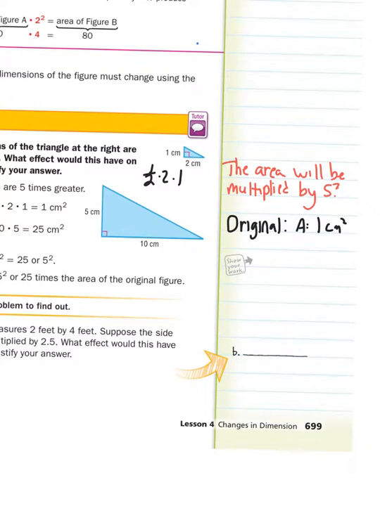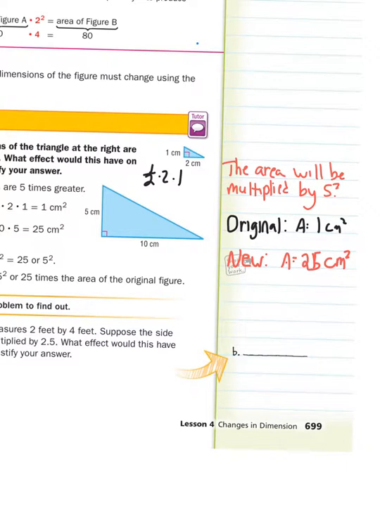Okay, now let's make a prediction. So remember what the rule says. If you multiply the dimensions by 5, that means we should multiply this area by 5 squared. So for our prediction, we would do 1 times 5 squared. Now remember, 5 squared equals 25. So what's 1 times 25? It's 25. So our new area should be area equals 25 square centimeters. So that's our prediction.